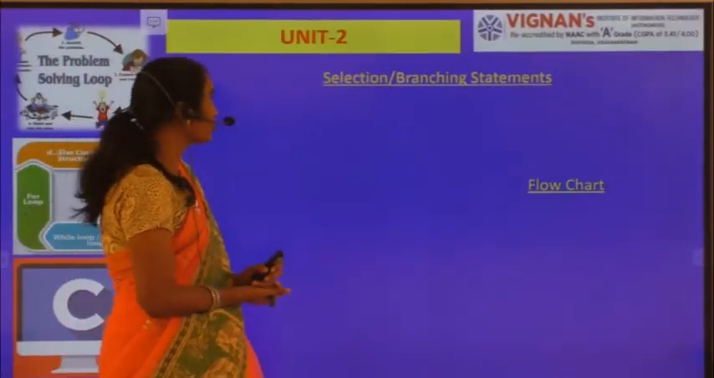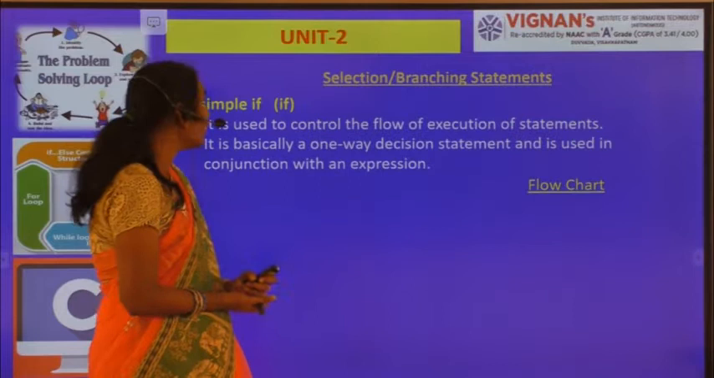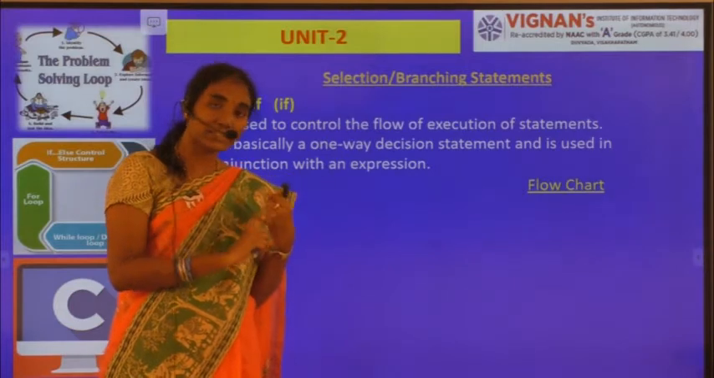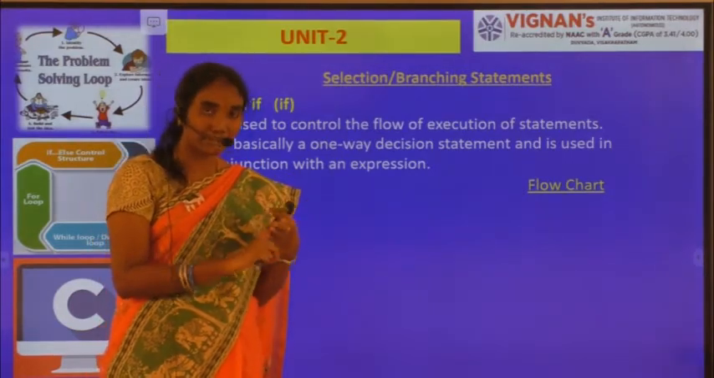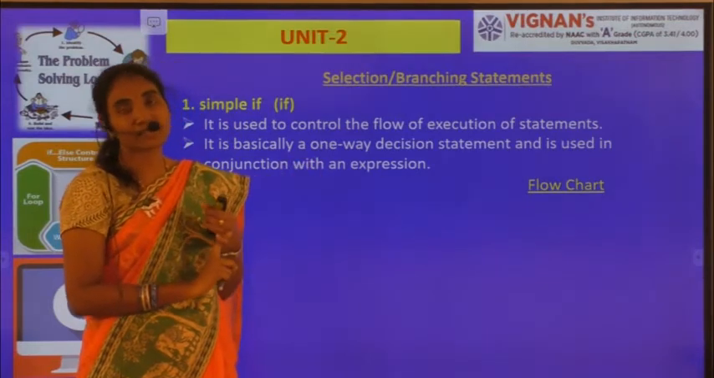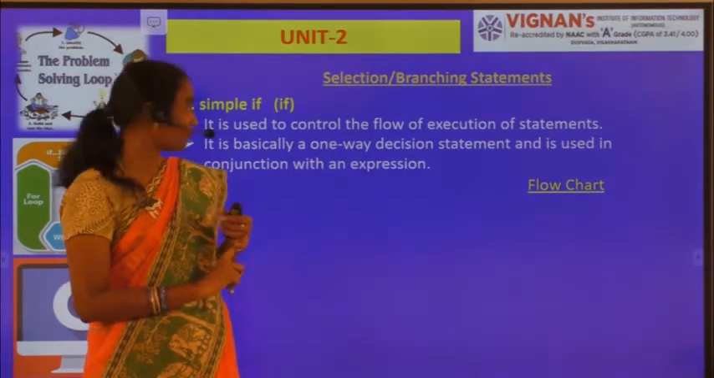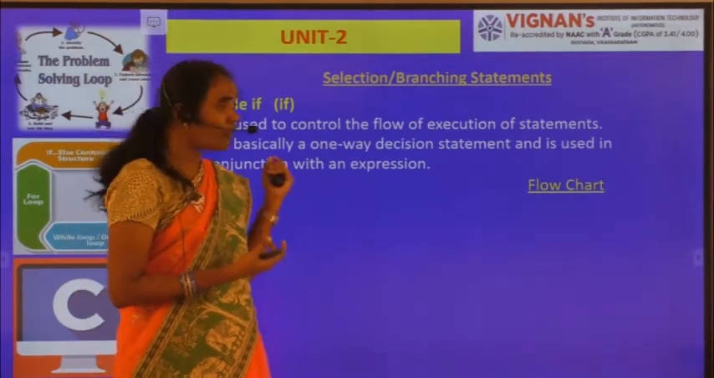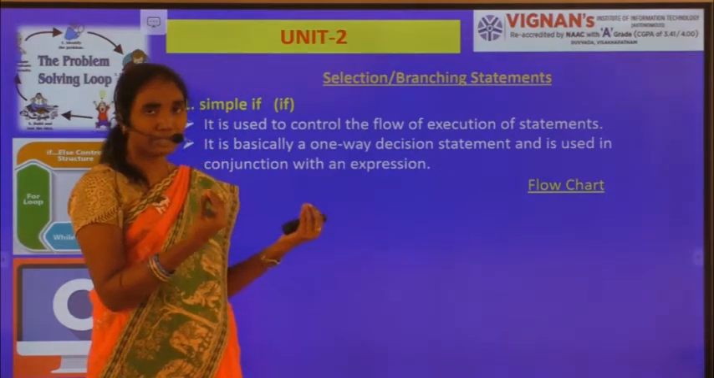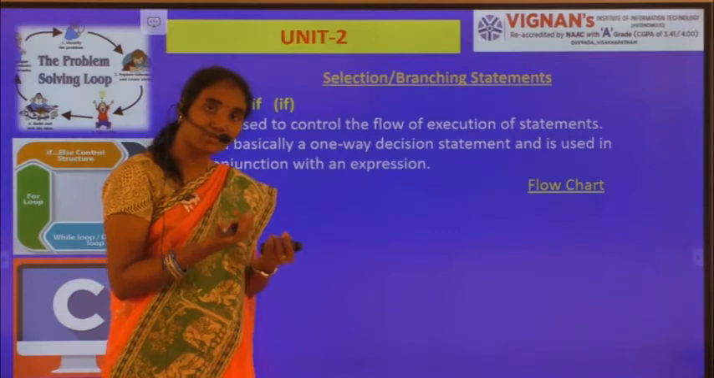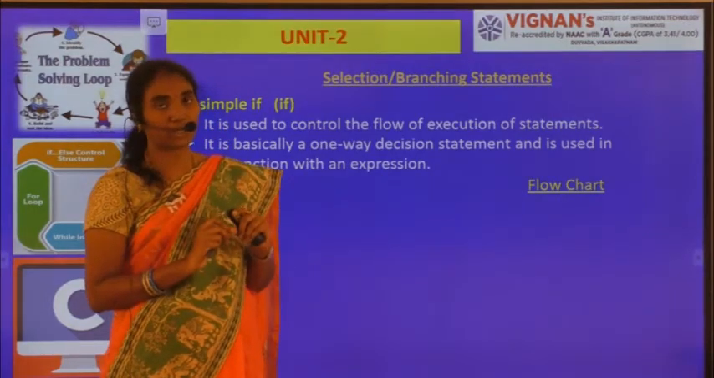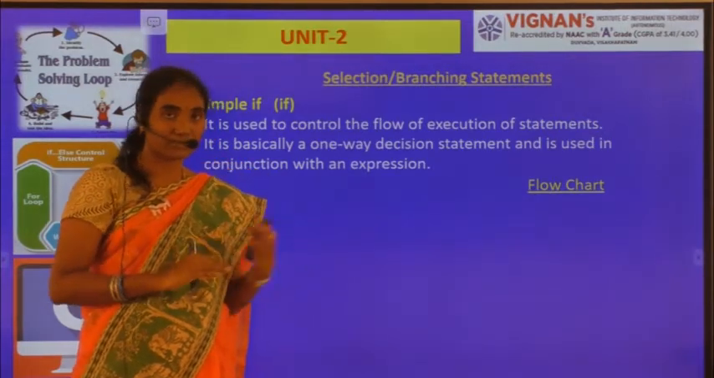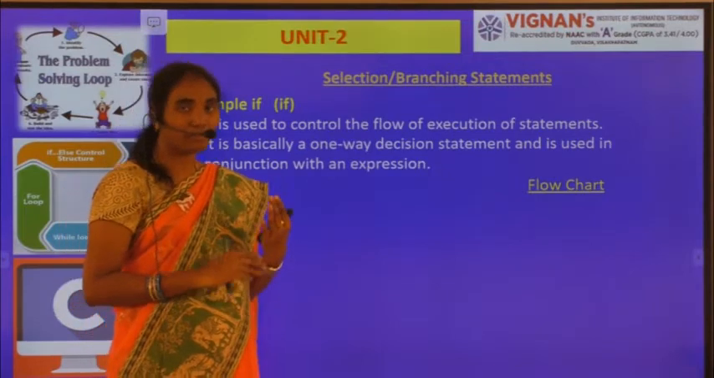Now, let's move to selection or branching statements. Under that, we have 4 types. One is simple if, another one is if else, another one is else if ladder, and the other one is switch. So now let's see the first one, which is the simple if statement. Why is the simple if used? It is used for the flow of execution of statements. In a simple if, if the condition evaluates to true, then only it will enter the if block. Otherwise, it will come out of the if block, and the statements after the if block will be executed.